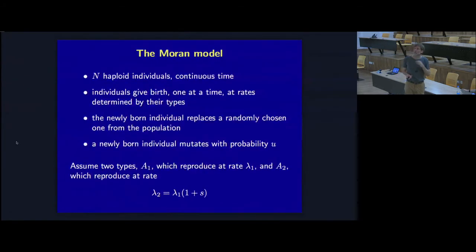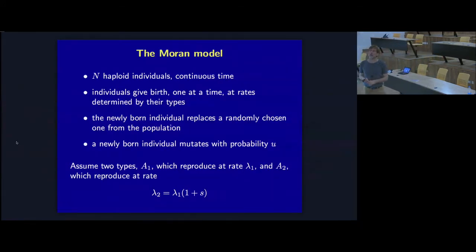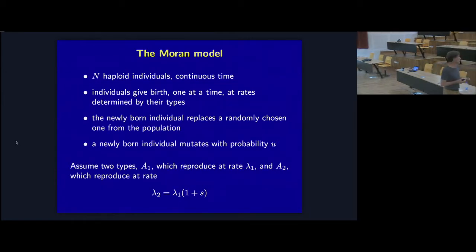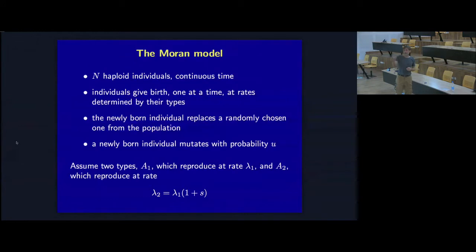The easiest way to model this is using the Moran model, which I explained before. It's formulated in a very different way from the Wright-Fisher model, but actually in the limit looks exactly the same. It gives the same diffusion limit, etc. So in this model, you have n haploid individuals, and this is now in continuous time. Then you have some rate at which individuals give birth, at a rate determined by their type, if you go forward in time. And this newly born individual then replaces somebody else in the population. So you have constant population size, somebody gives birth, and the offspring kills off another lineage and continues that way. And then there's a mutation rate.